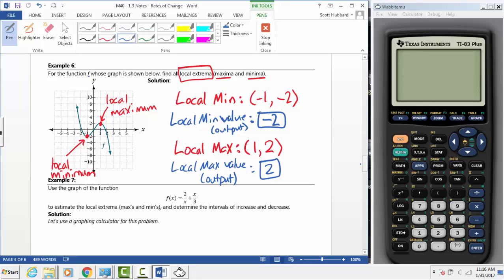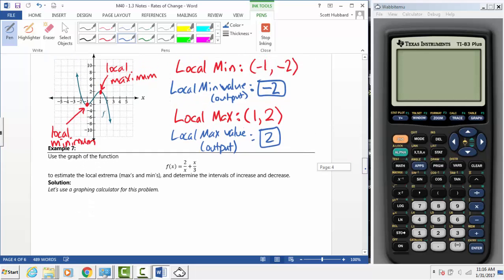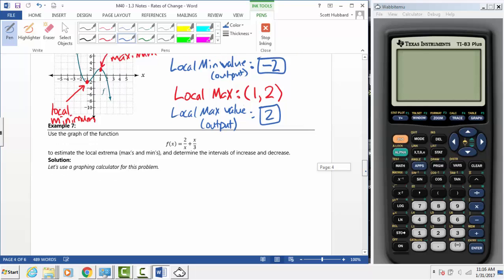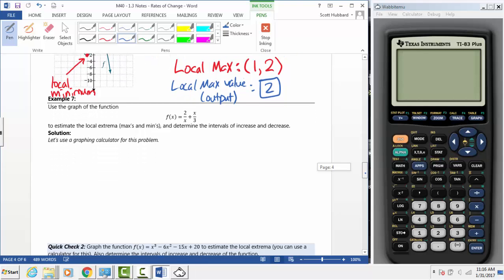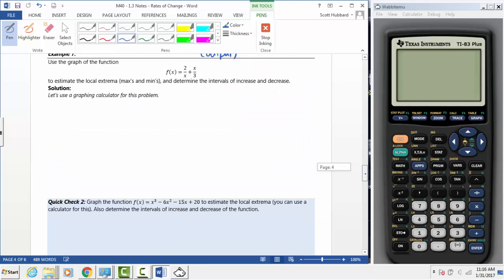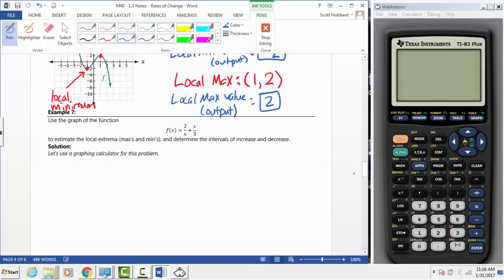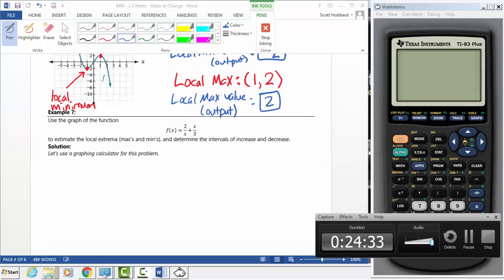It's pretty easy to tell, because if they want the value, they'll say, what is the local max? If they ask where it happens, then they'll ask for the coordinate. If you have any questions on anything, you turn it to me. Just ask, see what I'm asking for. Okay.